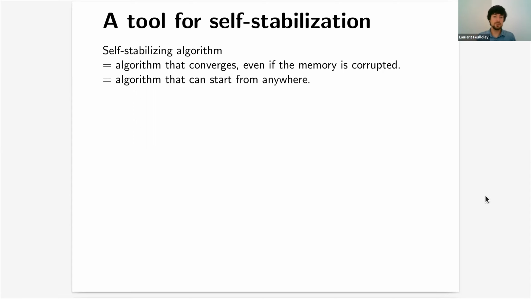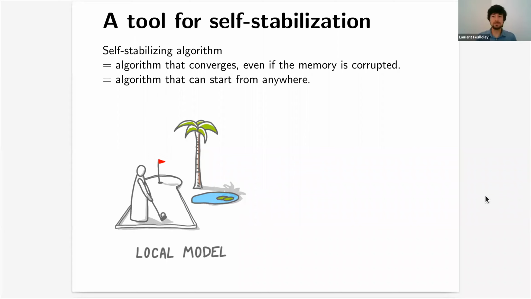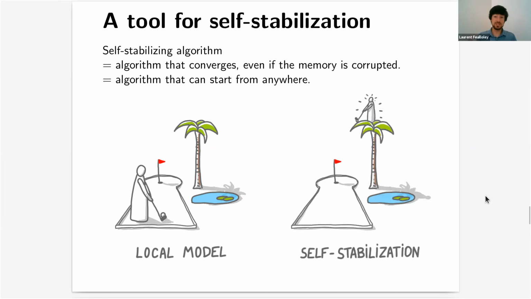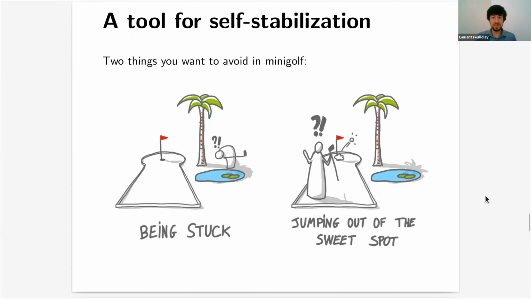Okay. And here I think there is a fun comparison with mini-golf. So basically, if you're working in something like the local model or the congest model, you are playing mini-golf with the classic rules, which means you start from somewhere you know, and you have a target, and you try to go there. And if you do self-stabilization, it's the same thing, but someone just throws the ball in some adversarial place, and then you still have to hit the target, okay? So that's obviously much more challenging and maybe more fun.